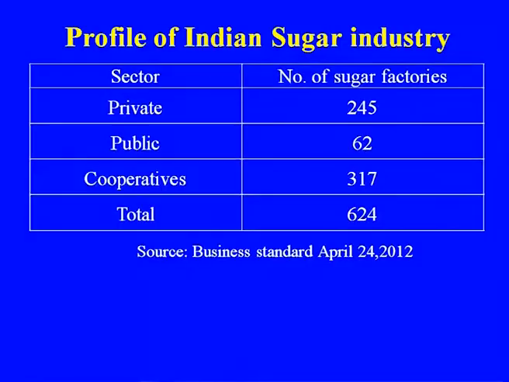This is the profile of the Indian sugar industry and the number of sugar factories, because many of the numbers may vary, but this is the figure which I got for 2012. Private sector 245, public sector 62, cooperative 317, and the total number of sugar mills is 624. Capacity is varying very widely.